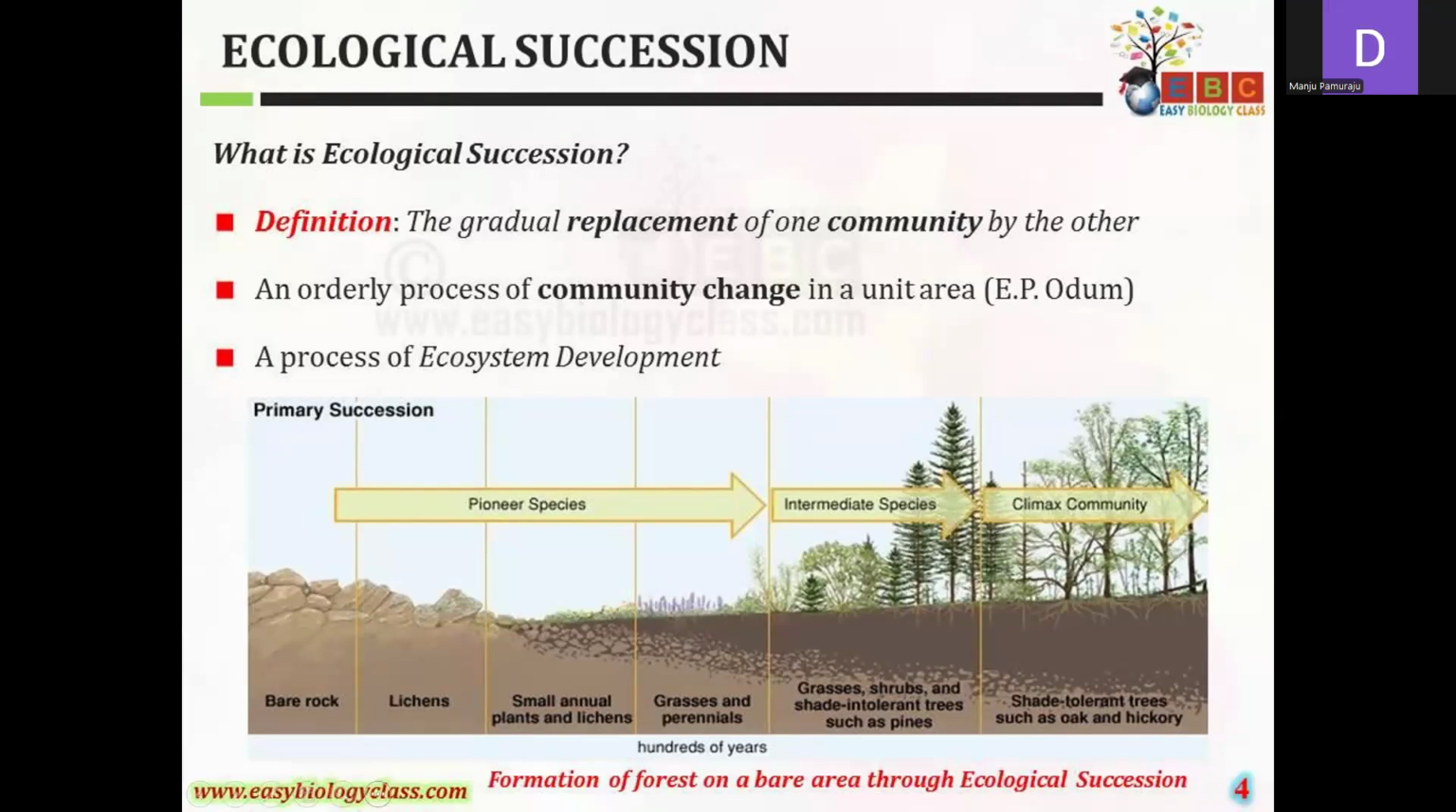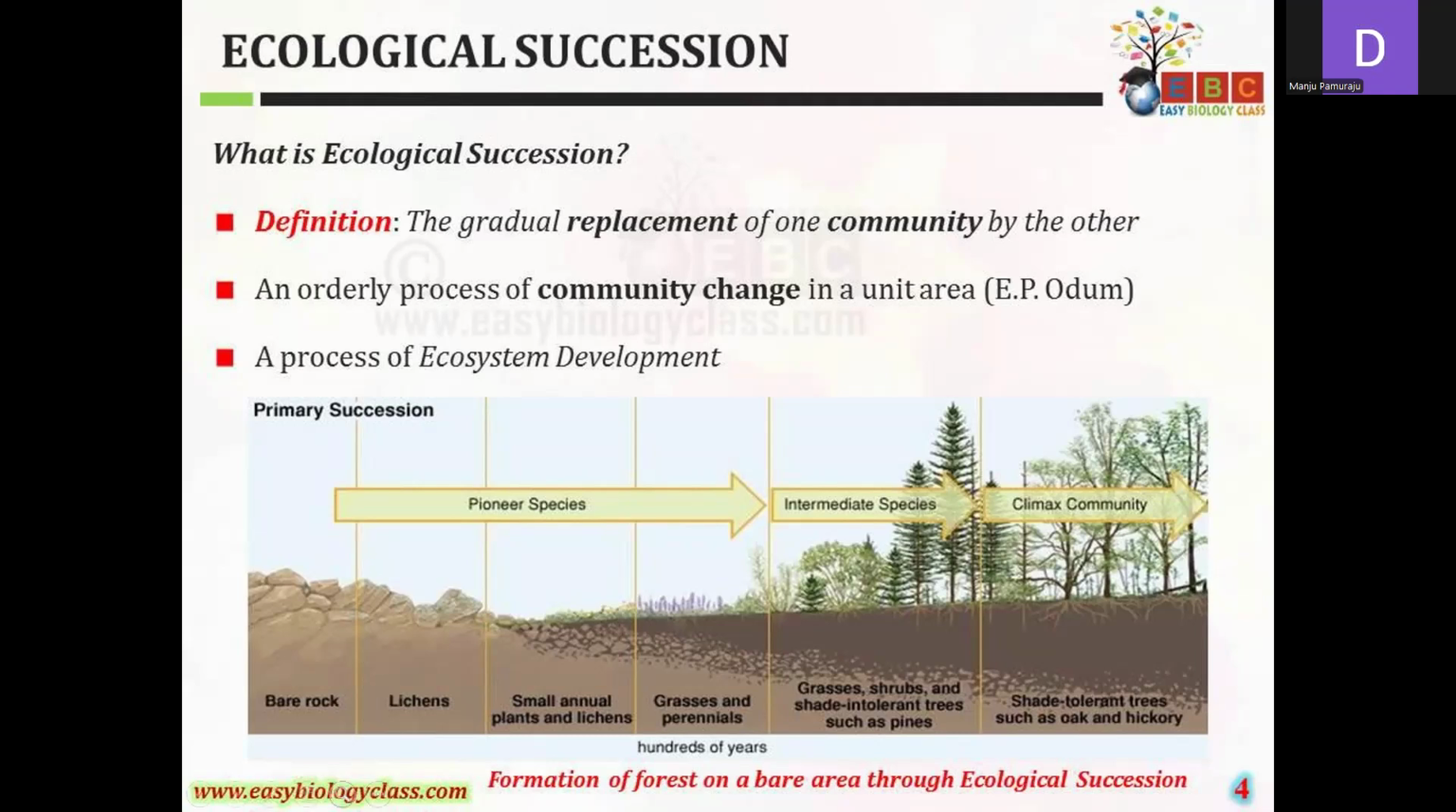So today's topic is ecological succession. Ecological succession means the gradual replacement of one community by another, so that finally a final community, or climax community, is formed. It is the orderly process of community change in a unit area, and according to E.P. Odum it is a process of ecosystem development. So these are the definitions of ecological succession: the gradual replacement of one community by another, and at last the final climax community is formed and it is stable.